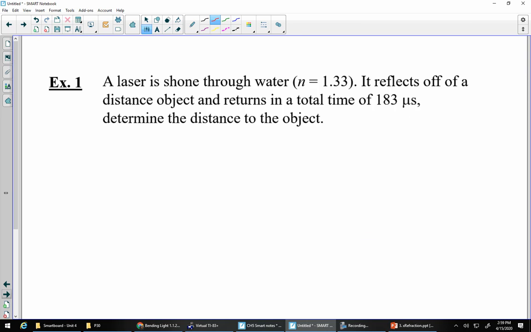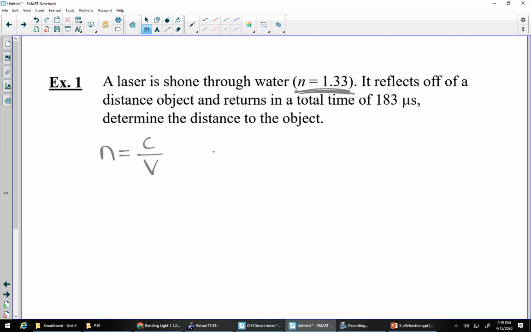So let's check out a quick example here. We get a laser that is shone through water, and it's telling us that the water has an optical density of 1.33. It reflects off a distant object and returns in a total time of 183 microseconds. Determine the distance to the object. Well, this is light, and light travels with uniform motion, so we're clearly using v is equal to d over t. But the speed, we don't have the speed yet, do we? So I think what we want to do is use that brand new formula and say n is equal to c over v, and try to figure out what the speed through water is.